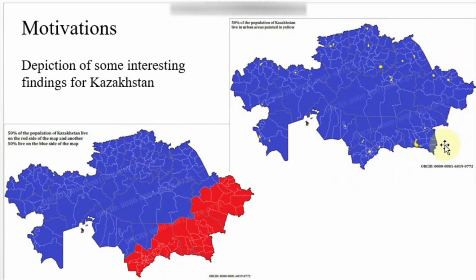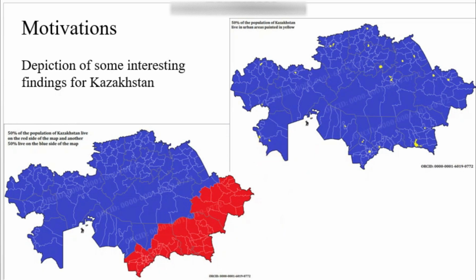Here on the right side we can see another 50% population split. Here we can see that half of the population live in 25 different cities. So here are the cities painted in yellow, and all other parts of Kazakhstan in blue have only 50% of the population. But these are only some parts of the research.